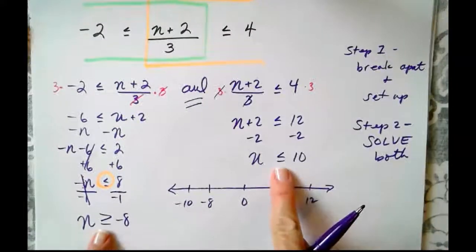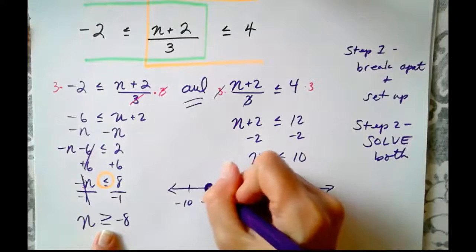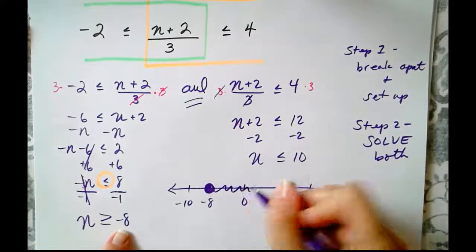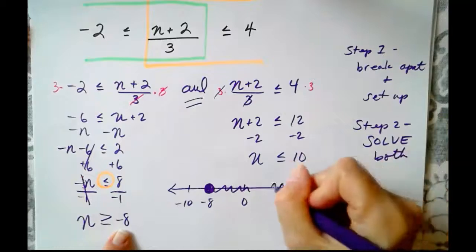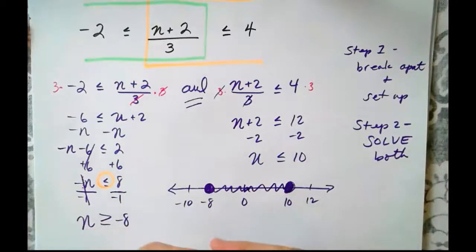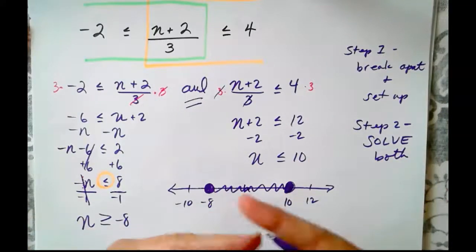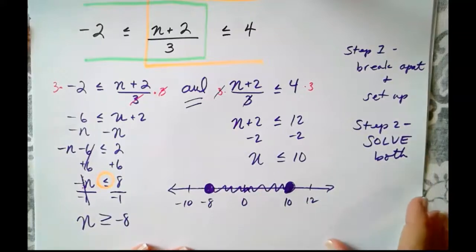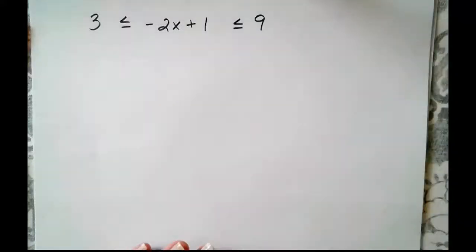There's 12. There's negative 10. So both of these are going to have closed circles because they have the or equal to showing inclusion. So closed, closed, bigger than negative 8, and less than positive 10. An overlap or intersection in the middle of the number line for a conjunction for this compound inequality.